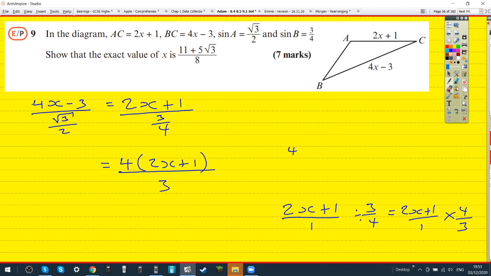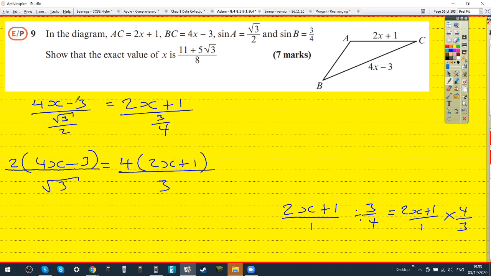And so, what would you do next? So you can see how I wrote the right side. Keep, change, flip. So it'd be (4x minus 3) over 1 times 2 over square root 3. And then you write it out as 2 brackets (4x minus 3) over 1 multiplied by square root of 3. And what is 1 times the square root of 3? Square root of 3.